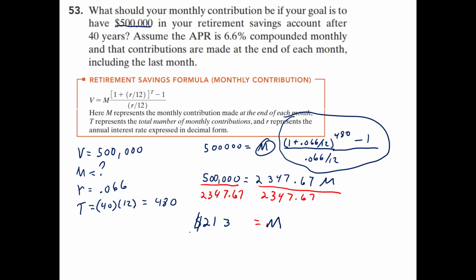Now, if you take $213 and multiply it by the 480, then you will have contributed $102,240, and your $102,240 would become $500,000. So you would have made an extra $400,000 just in round numbers.